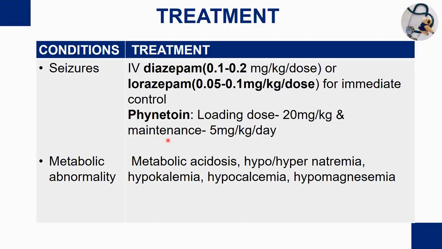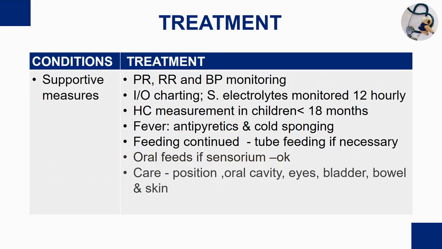If there is seizure or convulsion in meningitis, then IV diazepam or lorazepam for the immediate control, followed by a loading dose of phenytoin 20 mg per kg per dose, and then maintenance 5 mg per kg per day. And if there are metabolic abnormalities like metabolic acidosis, hyponatremia, hypokalemia, hypocalcemia, hypomagnesemia, they should be corrected.